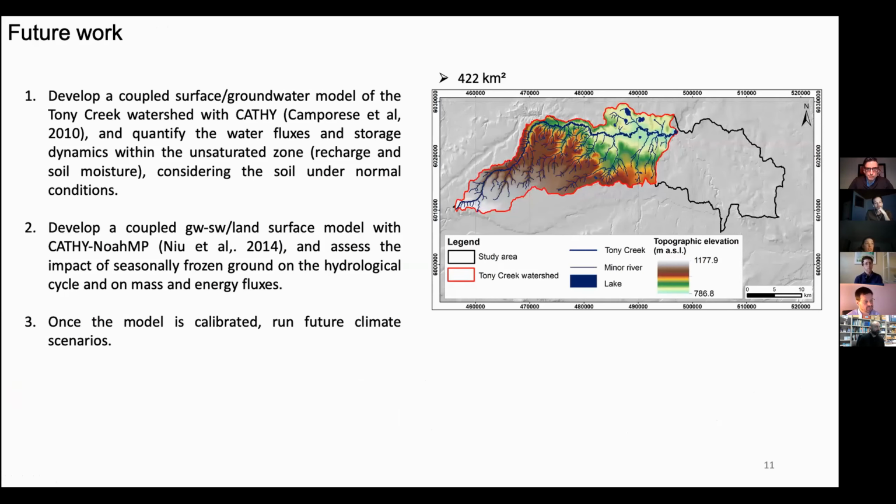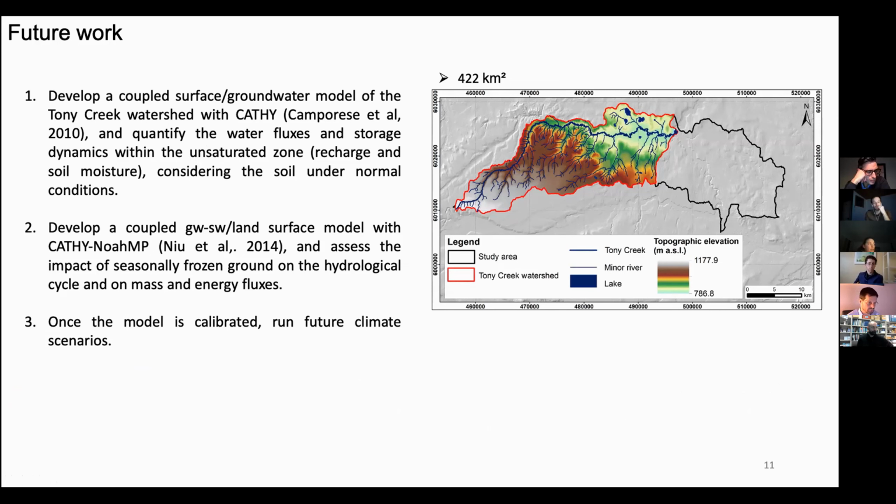And the study area is located in a seasonally frozen ground according to the soil temperature fluctuations throughout the year. So as I mentioned in my objectives, we want to represent these processes. As future work, I will develop a coupled surface-subsurface groundwater model with CATHY, probably with this smaller study area of 420 square kilometers, in order to quantify the water fluxes and storage dynamics within the unsaturated zone, considering the soil under normal conditions. It means no freezing processes.